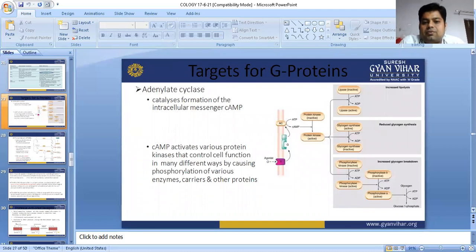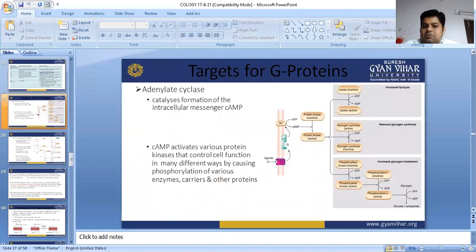Now the target for G protein. There is a very important thing about adenylyl cyclase, how it works. When the drug binds with the receptor, the GPCR is activated, and in this pathway ATP is converted into cAMP, which activates the kinase enzyme. It catalyzes the formation of the intracellular messenger cAMP.